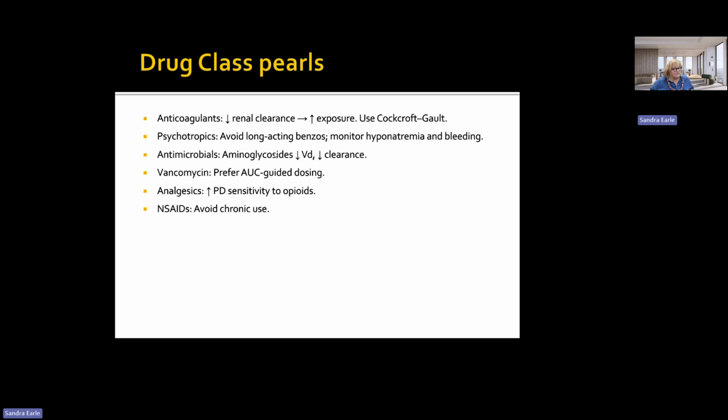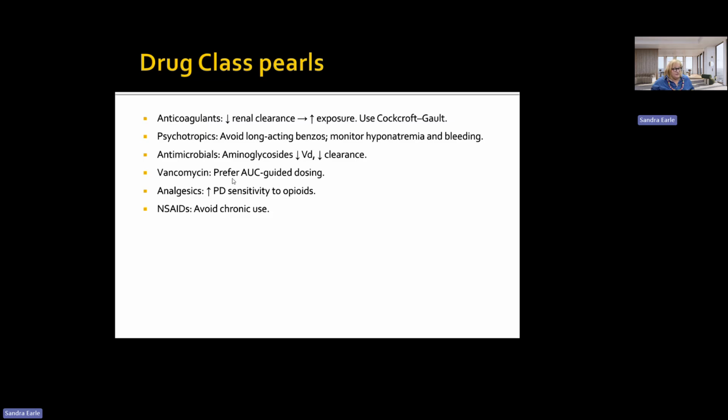Antimicrobials, aminoglycosides will have a decrease in volume of distribution and a decreased clearance. Remember, they're totally renally cleared, and they are mostly in water. It's a hydrophilic drug. So remember, we have less water, so we'll have a smaller volume of distribution and a decrease in clearance. So you might not see a big difference in half-life, but you're going to want to decrease the dose, and note that the volume of distribution is smaller, so you might give a smaller loading dose.